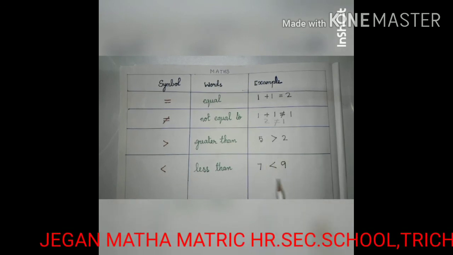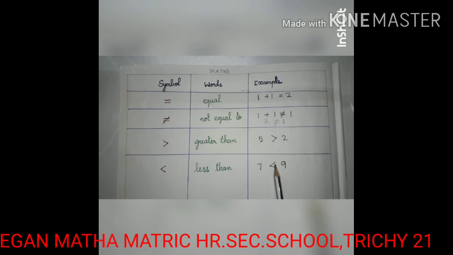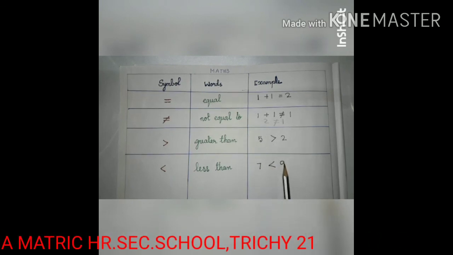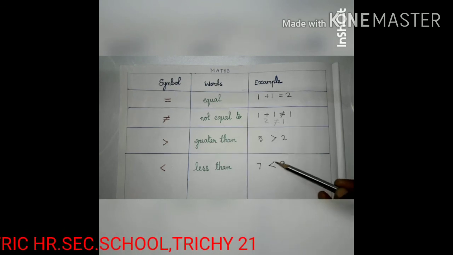I give one example here. Yes, 7 is less than 9. 7 is a small number, 9 is a big number. So, the wide gap side.